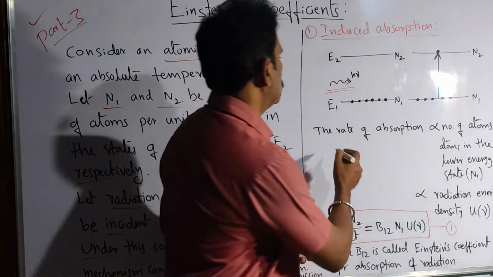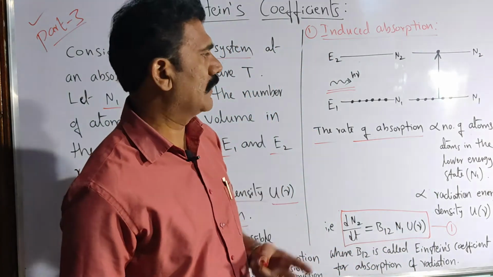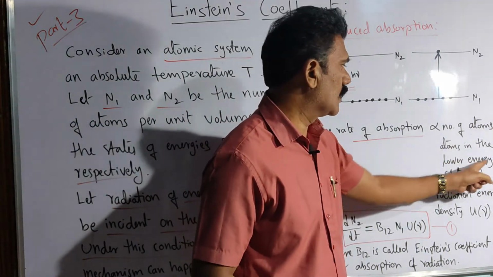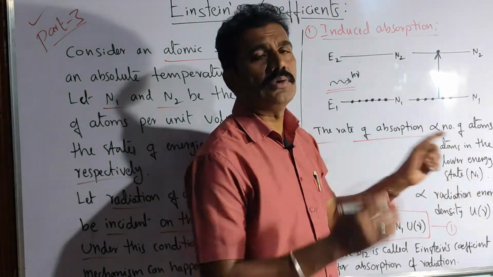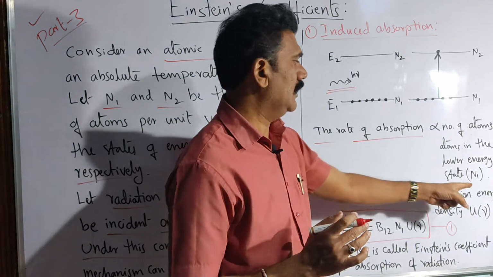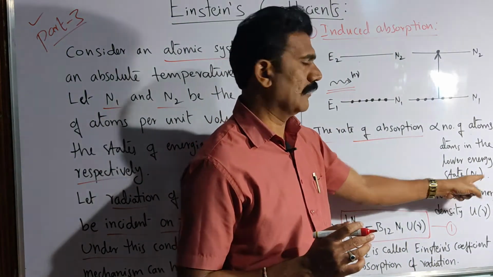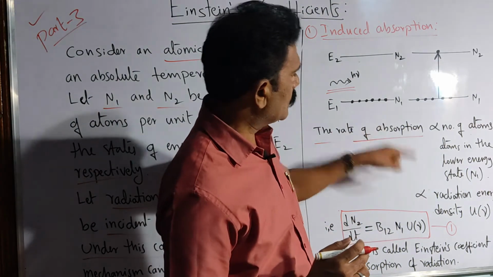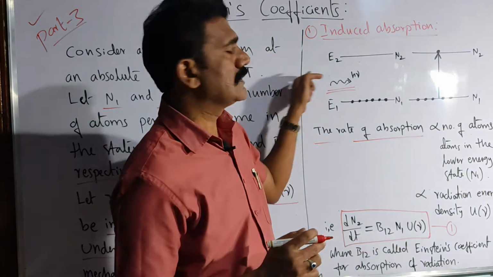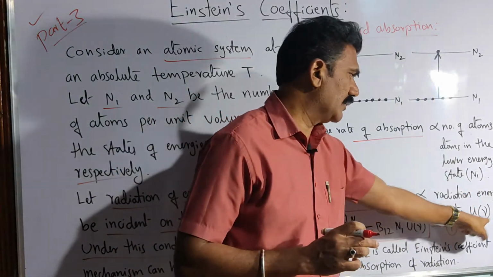Now let us see what the rate of absorption is. It depends on two factors. You should remember that it depends on two factors: the number of atoms in the lower energy state, N1, that is, how many atoms are present in the ground state per unit volume. So rate of absorption depends upon N1. And similarly, it also depends upon the radiation energy density, because there is an incident radiation. So what is the energy density? Depending upon that, U of nu.